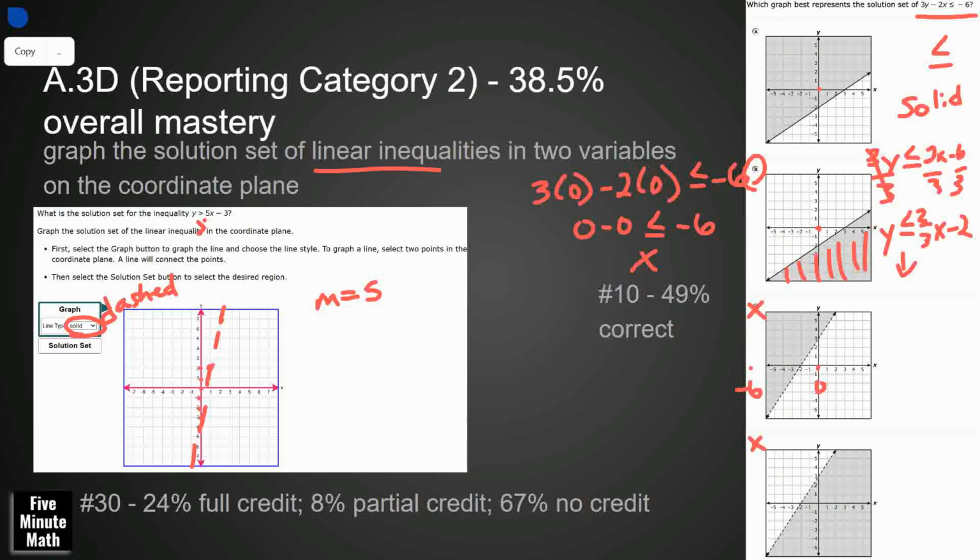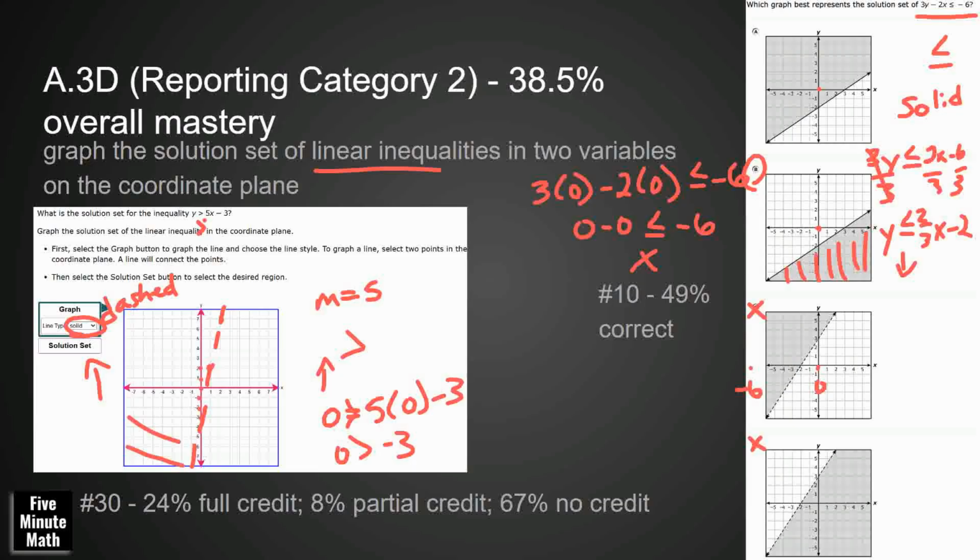Now I need to decide which side it's going to be shaded on. And I need to click on this solution set next, above or below. Well, remember, if it's greater than, it's going to be above the line. Now, to verify, let's check 0, 0. This time 0, 0 seems like it might be included. And so let's do 0 is greater than 5 times 0 minus 3. So 0 is greater than negative 3. That is correct. And so my shading is going to go like this because 0, the origin, is included.